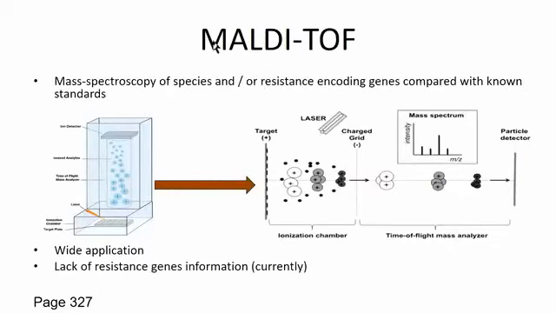MALDI-TOF, let me see if I can remember what it stands for. Matrix-assisted laser desorption ionization, something along those lines. But MALDI-TOF, it's a much more fun way to say it. So it's essentially mass spec. When you grow a positive culture, they stick it on this plate, and then they shoot a laser onto the plate, and they look at the particle distribution of these particular plates, and they match it with reference standards for various species and also resistance genes. Currently, the commercially available MALDI-TOF system only gives you the species, but it doesn't give you the genes.